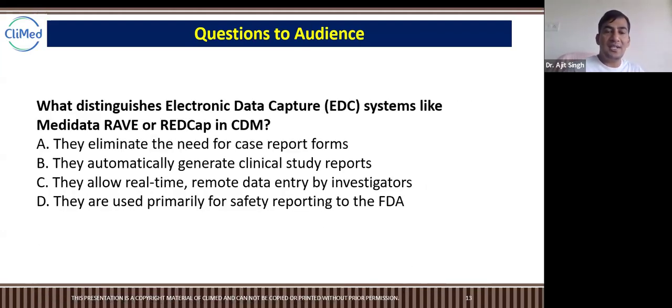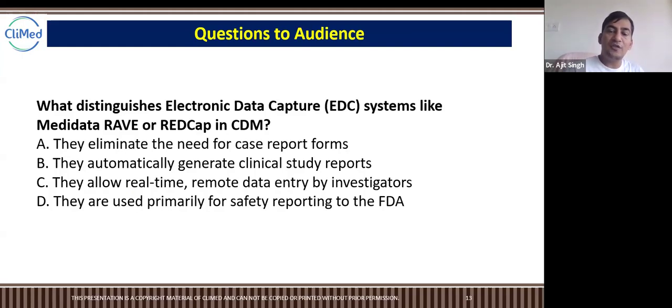Yeah. So this one is about CDM. What distinguishes electronic data capture systems like Medidata Rave and RedCap in CDM, clinical data management? So the answers are here. You have to choose the right answer.